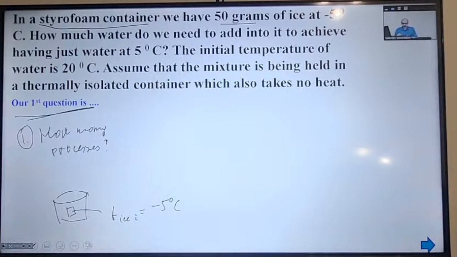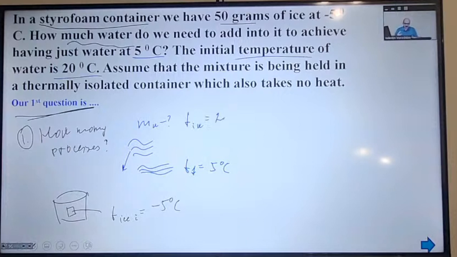So the question is, how much water do we need to pour? Okay, water, something liquid, and we don't know how much. That's what we're looking for. But what we know is eventually we need to be left with water only at a final temperature of 5 degrees Celsius. The initial temperature of water is 20 degrees Celsius.